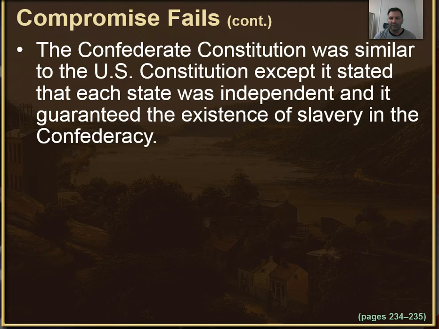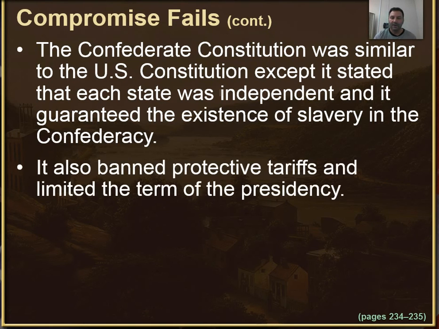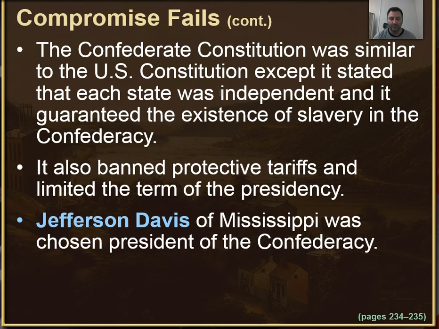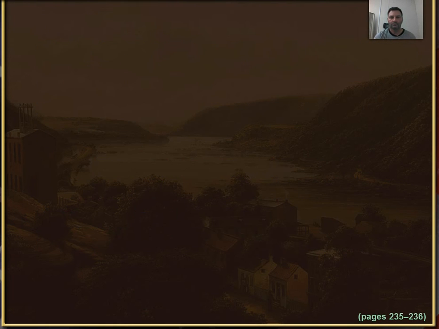The Confederate Constitution was similar to the U.S. Constitution, except it stated that each state was independent and it guaranteed the existence of slavery in the Confederacy. It also banned protective tariffs and limited the term of the presidency. Jefferson Davis of Mississippi was chosen as the president of the Confederacy at this time.